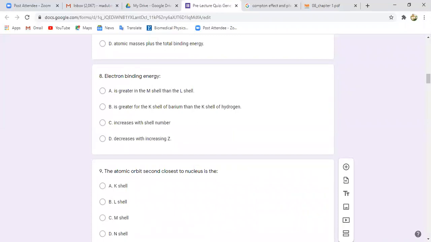I think this is becoming much more interesting now. It's greater for the K shell of barium than the K shell of hydrogen. Why did you go for B? I think we should be able to know, because Z is greater for barium than for hydrogen. Why is it greater? How?